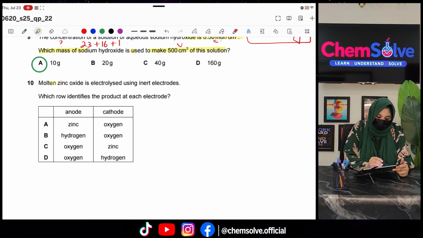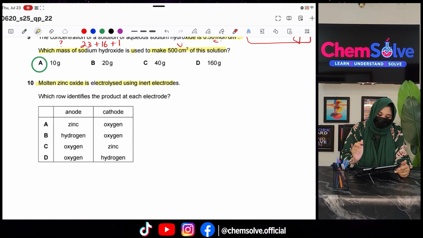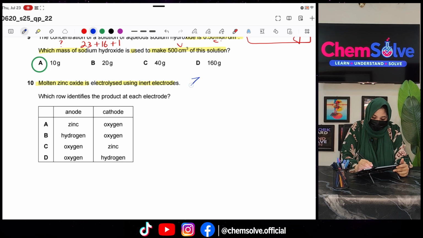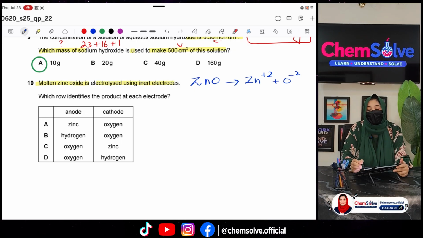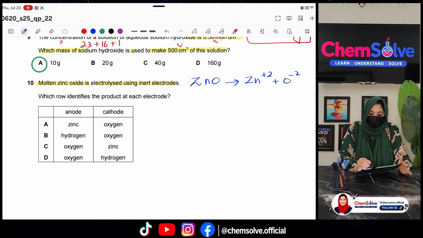Question number 10. The molten zinc oxide is electrolyzed using inert electrodes. We have molten zinc oxide. So if I ionize molten zinc oxide, what happens? It will produce Zn positive 2 plus oxygen minus 2. When something is molten, it means there is no water, so we don't need to ionize water.